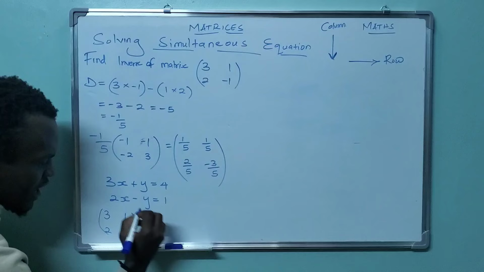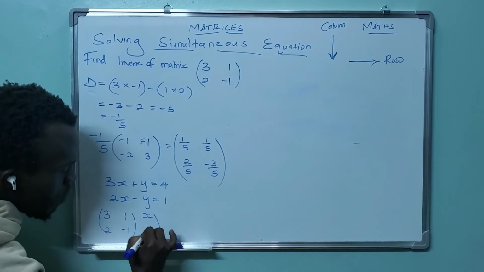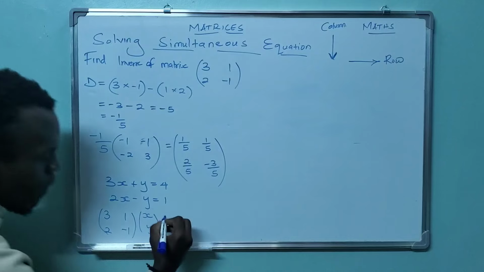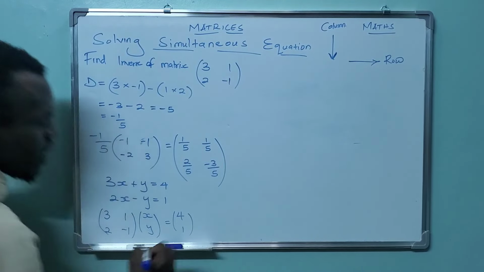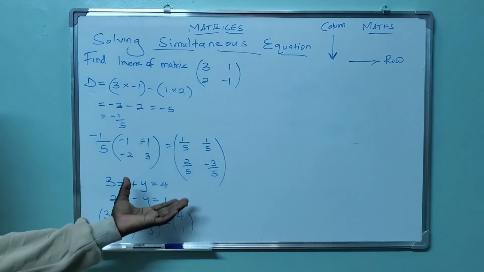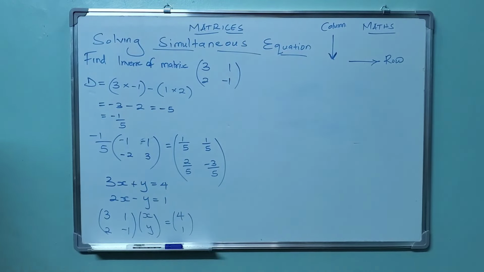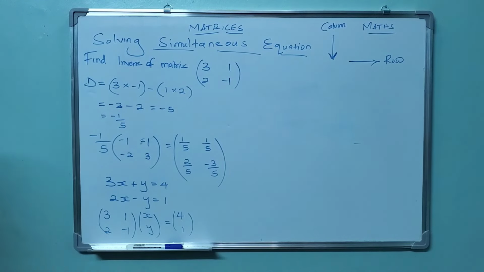Then the first letter usually begins at the top. The second letter is usually at the bottom. So we're going to have there x, y being equals to 4, 1. In some scenario, the examiner might tell you to form a matrix equation using the information given. So this is going to be my matrix equation. Using this matrix equation, I'm going to solve the value of x and y.